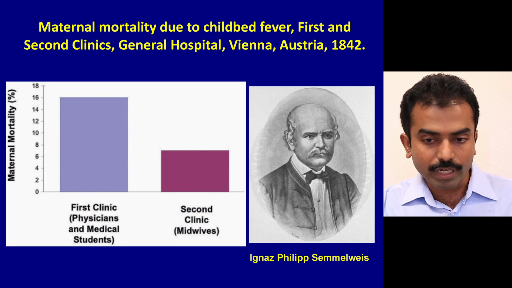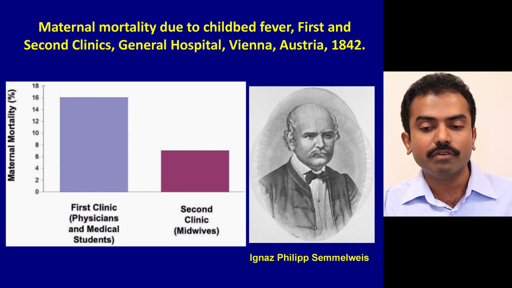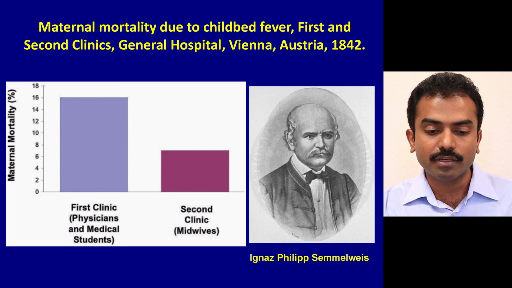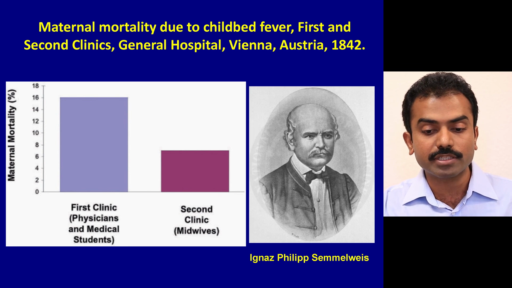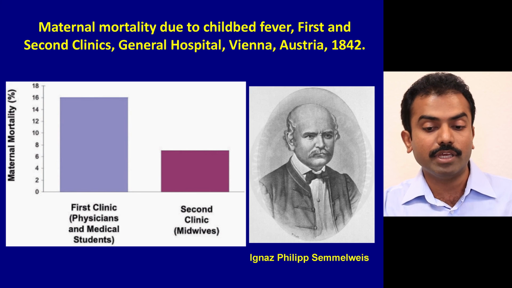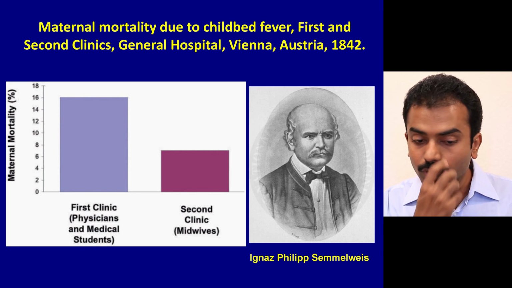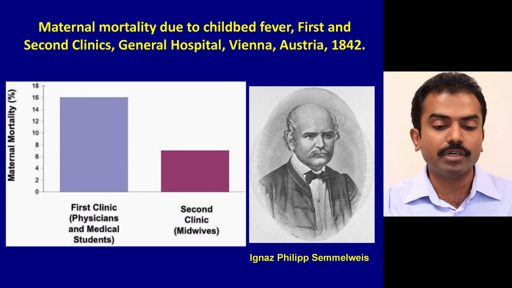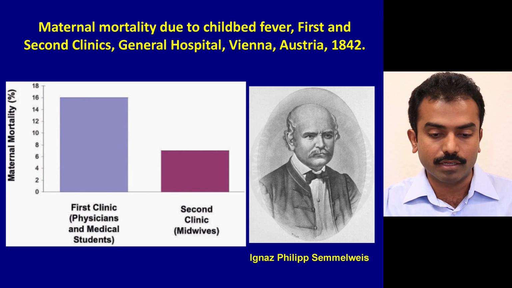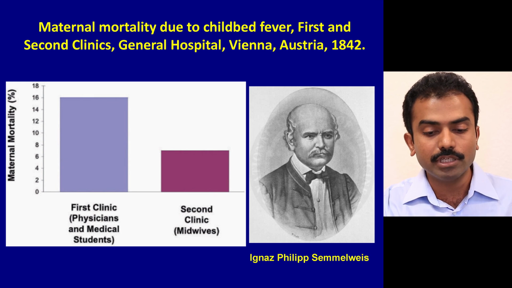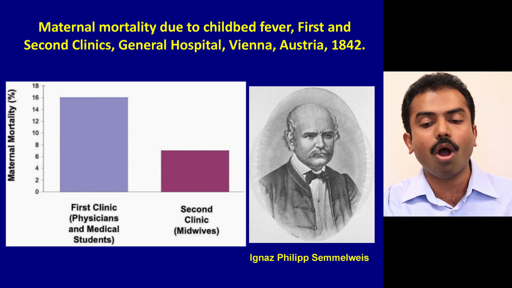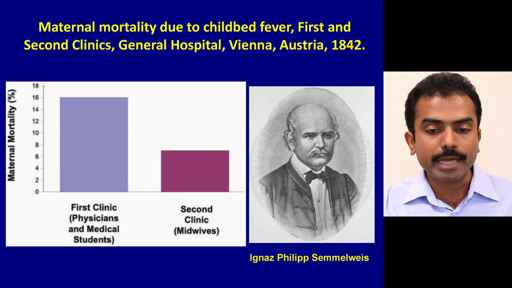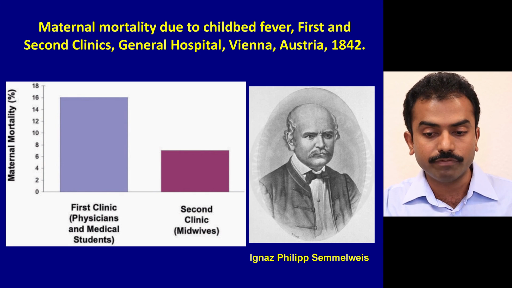So it was a sort of concerning finding. Why did women die more often in the first clinic when they were being handled by physicians and medical students vis-a-vis the second clinic? If you look here, the exposure is whether you are delivered in the first clinic or the second clinic, or whether you are delivered by physicians and medical students or midwives. And the outcome that we are looking at is maternal mortality due to childbed fever.